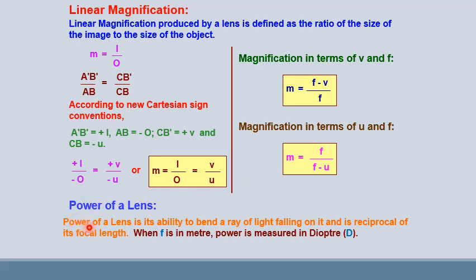Power of lens. Power of a lens is its ability to bend a ray of light falling on it and is the reciprocal of its focal length. When F is in meters, power is measured in diopters, D. P is equal to 1 upon F.